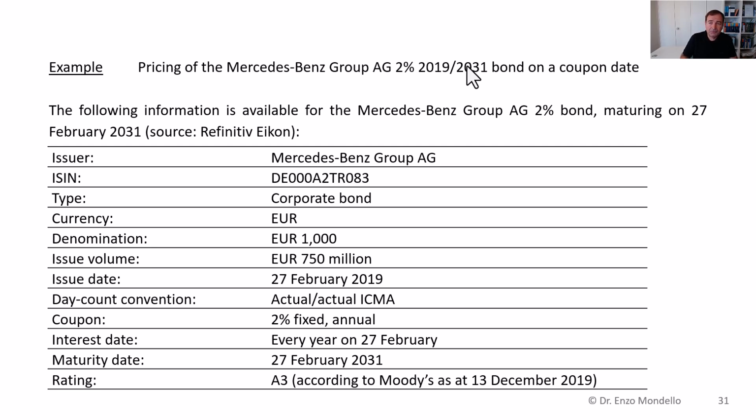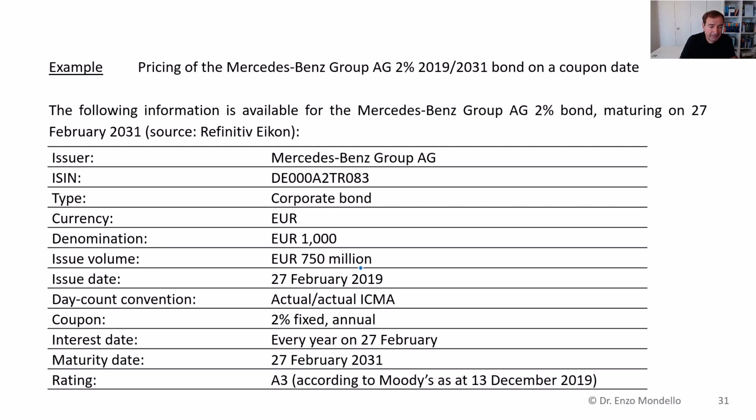So the following information is given for this bond maturing on the 27th of February 2031. So the issuer is the Mercedes-Benz Group. Then we see the international securities identification number of the bond. The type of the bond is a corporate bond. Currency is euro. The denomination is 1,000 euros for one bond. And the issue volume amounts to 750 million euros. The issue date is the 27th of February 2019.